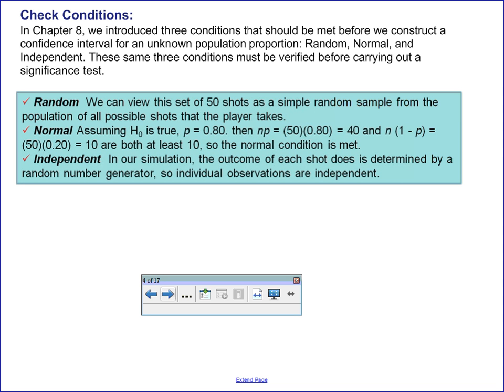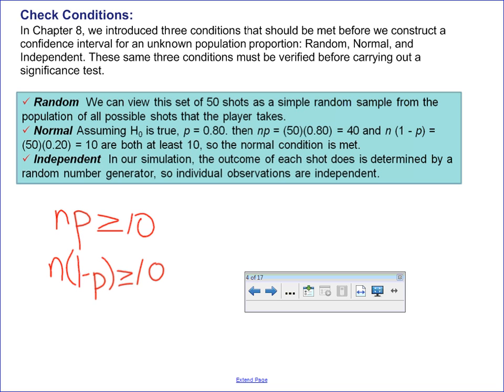Remember, the sampling distribution of p hat is approximately normal if n times p is greater than or equal to 10 and n times 1 minus p is greater than or equal to 10. Now, things are going to be slightly different than when we did confidence intervals, because there we used p hat, since that was our best estimator. But here, we're assuming that the null hypothesis is true. So instead of using p hat, we're going to use the p from our null hypothesis, which we're going to call p naught. So n times p naught has to be greater than or equal to 10, and n times 1 minus p naught has to be greater than or equal to 10.